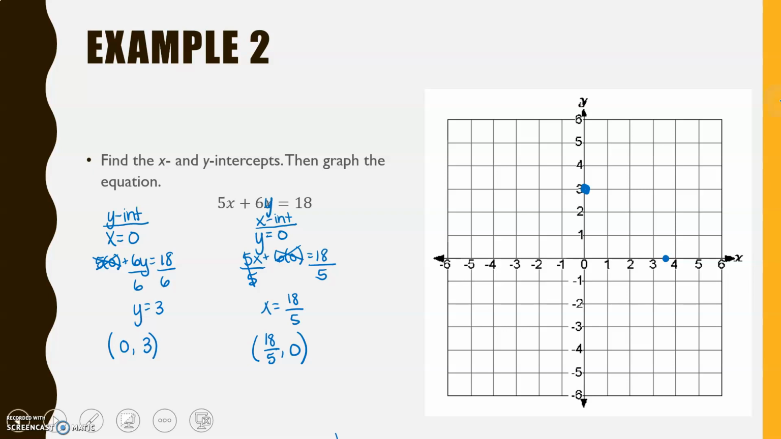And here's what's beautiful. I can graph this line by connecting those two dots. And with standard form, it is not required that we know what the slope is. Now we could figure it out by looking at our graph, but we don't have to know it. And so it's okay with standard form to just graph 2 points and connect them.